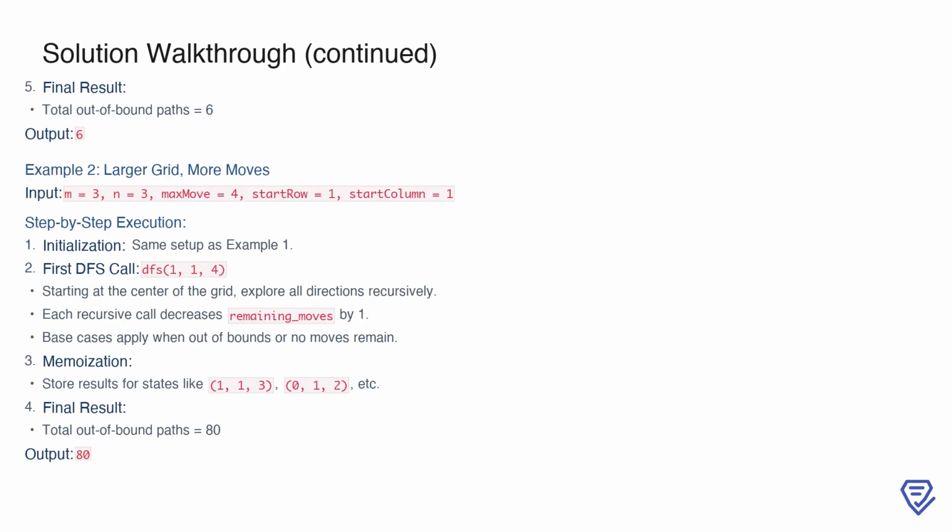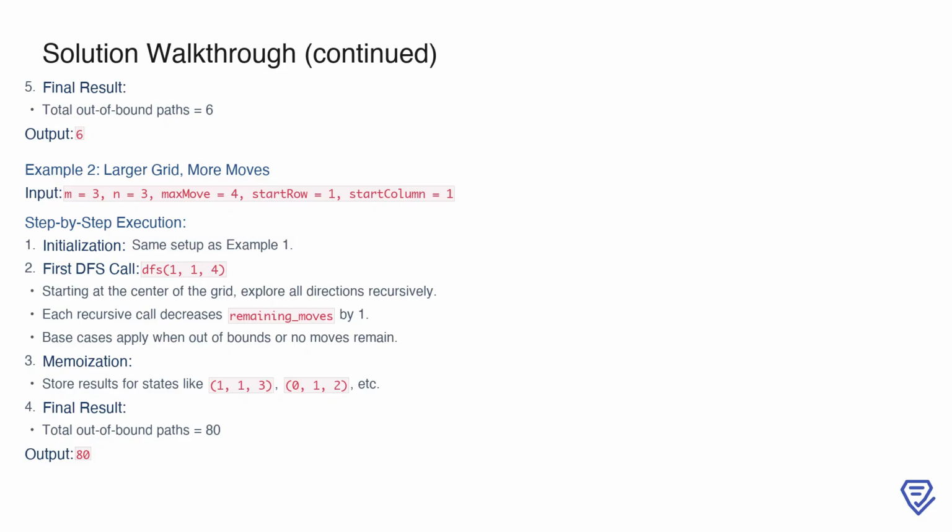After completing the recursive exploration and applying memoization to avoid redundant calculations, we find that the total number of paths leading out of bounds is 6 for this example. Now, moving to a larger 3x3 grid, we start at the center, cell 1, 1, with a maximum of 4 moves allowed. The initialization remains the same as before.